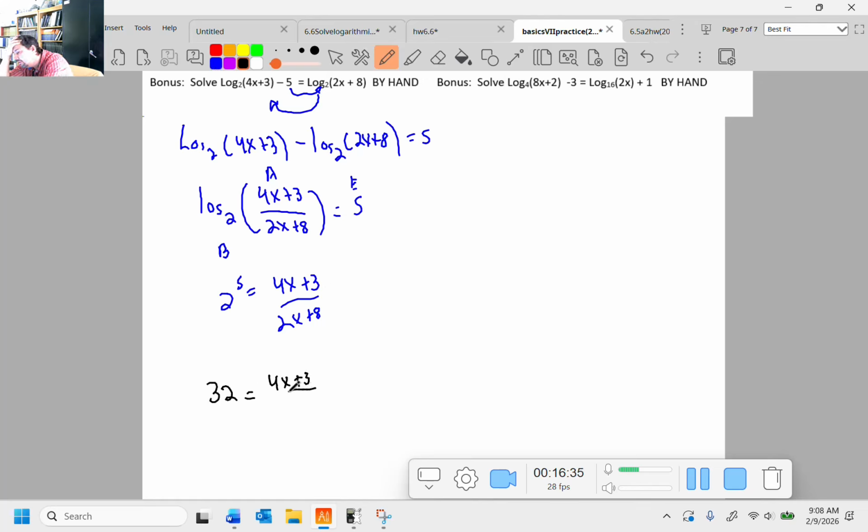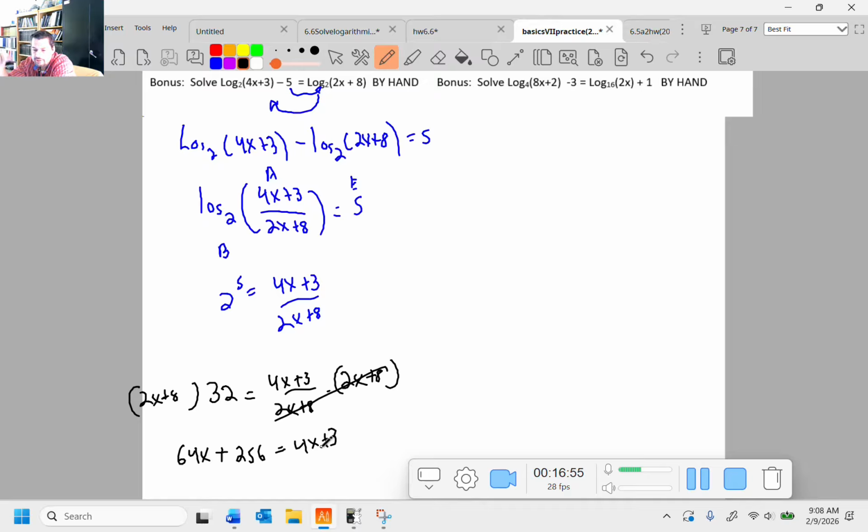And we're going to clear the fraction. I'll clear the fraction by multiplying both sides by 2x plus 8. Now, 2x times 32 is 64x. 8 times 32 is 256. Seems legit.